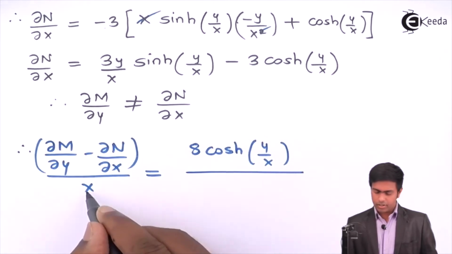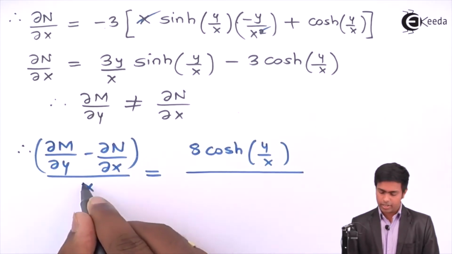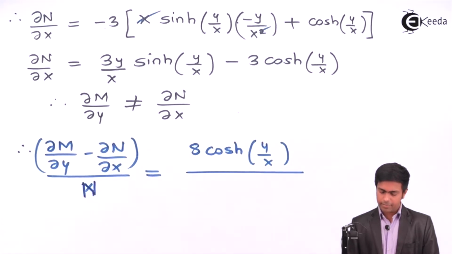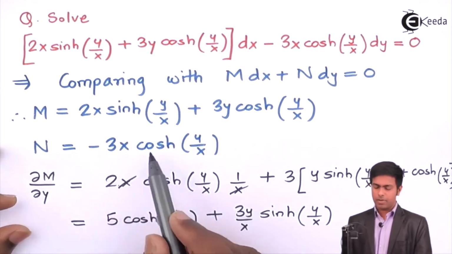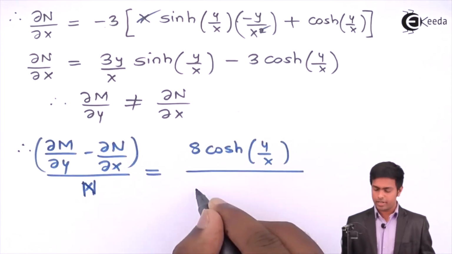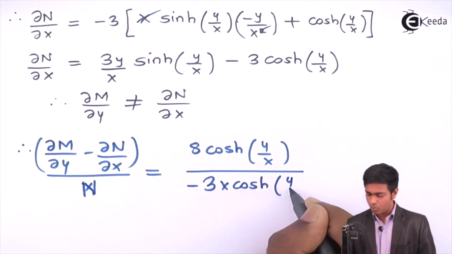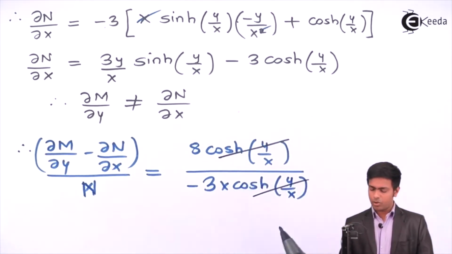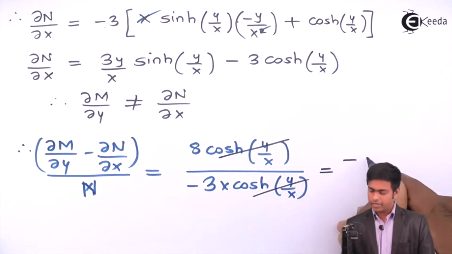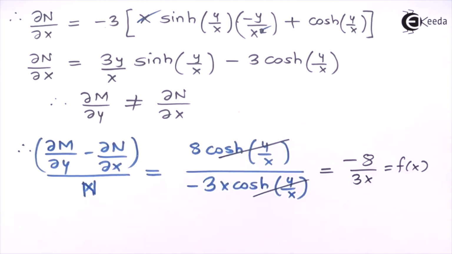In the denominator, here we have to take the value of N and not the value of x. So the value of N here is minus 3x cosh(y/x). So here I'll write down minus 3x cosh(y/x). Now guys, here we can cancel this cosh(y/x) and we will get minus 8 upon 3x, which is a function of x. So it is exactly matching with the form 3.